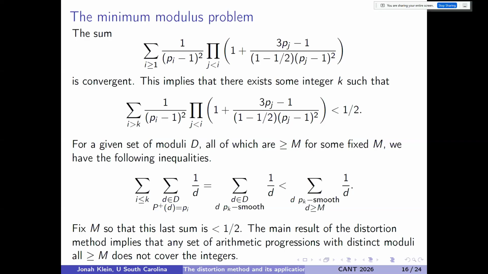And so the sum over the first few terms is bounded by 1/2. The sum over the last few terms is bounded by 1/2. And so the entire thing is bounded by 1. And so by that key result of the distortion method we had earlier, no covering. Okay, so very, very powerful results.